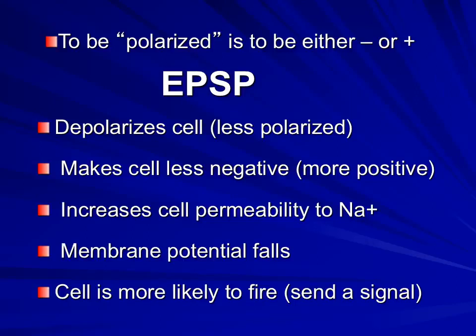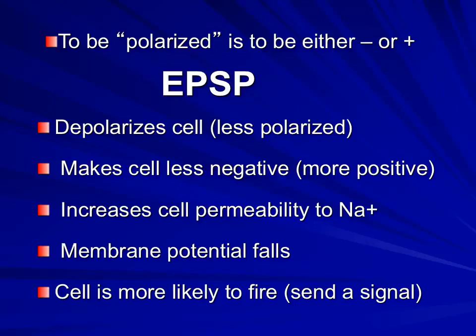The membrane potential falls. So in other words, when it's excitatory and we stimulate it, that membrane no longer keeps the sodium out and allows it to rush in, making it go from -80 to +10. Now, this cell is more likely to fire, meaning it's more likely to send a signal on to the next cell. And it says, oh, this information is important. I must tell someone else.